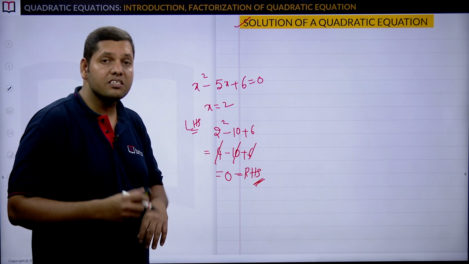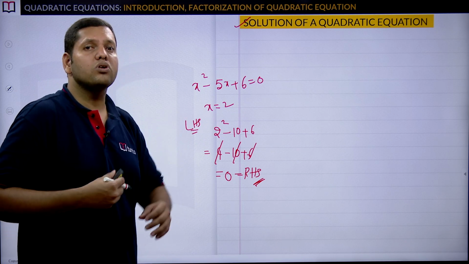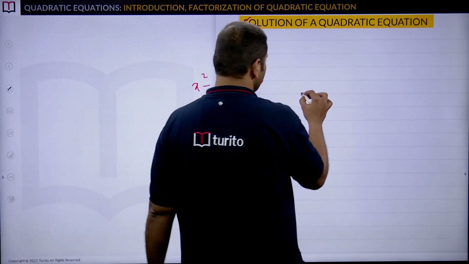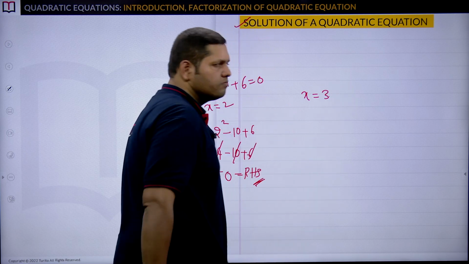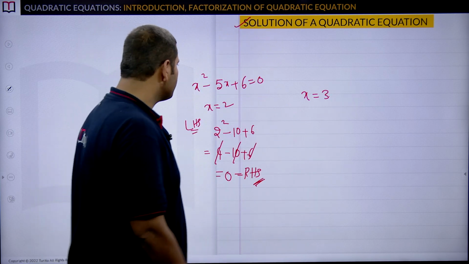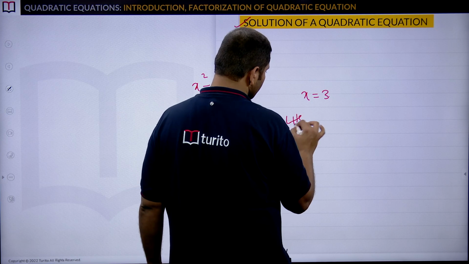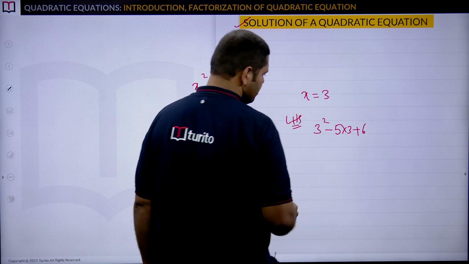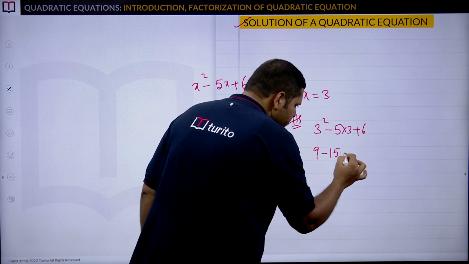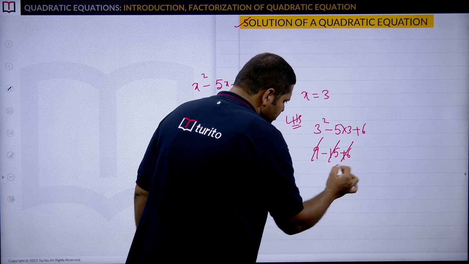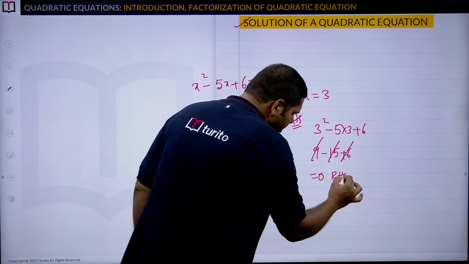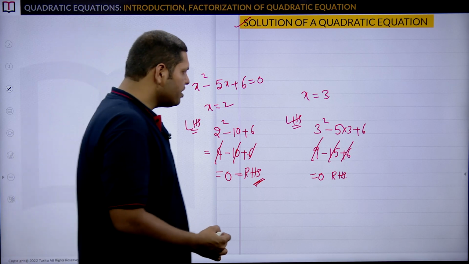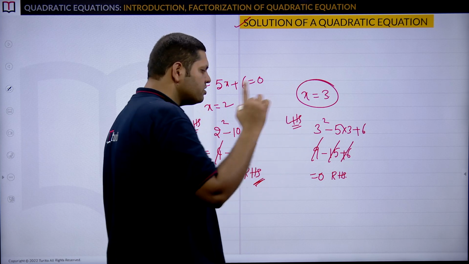What can I say, children? I can say it is a solution, or the root of the quadratic equation. Okay. And children, one more value. Now I am substituting x is equal to 3. Substitute, children, and take the LHS value. So this is 3 square, and this is 5 into 3 and plus 6. So 3 square is 9, and this is minus 15 plus 6. Again, children, everything cancels. So the answer is equal to 0, and I can say it is the RHS. Yes or no? Again, children, this x is equal to 3 also, I got the LHS value equal to what?